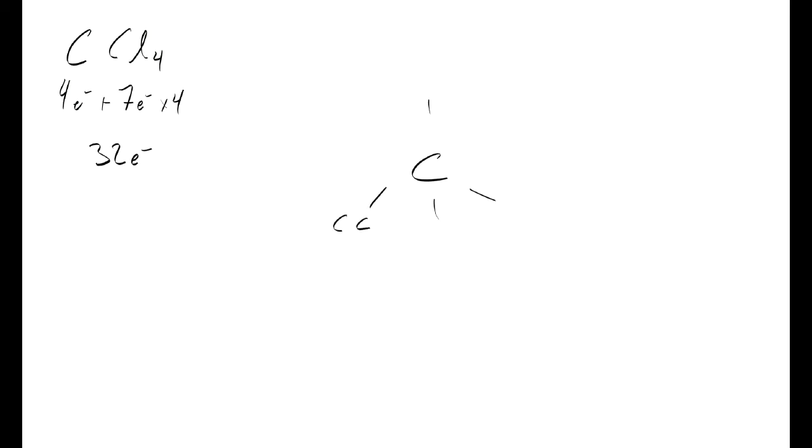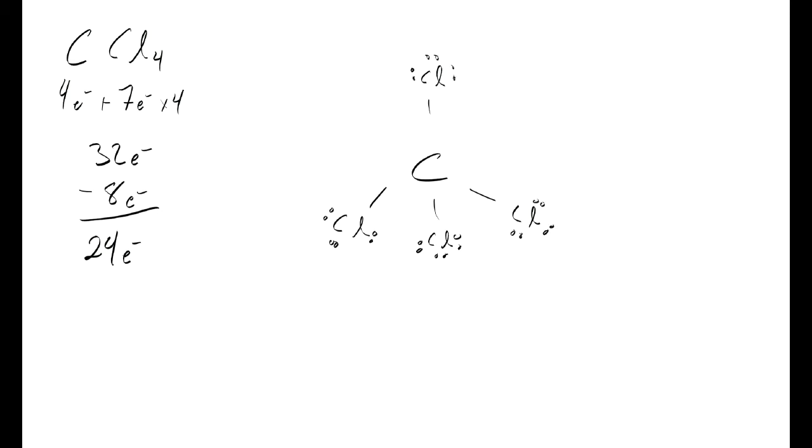And here we have carbon tetrachloride. 4 electrons from carbon, 7 from each of the 4 chlorines, giving us 32 electrons. Carbon, chlorine, chlorine, chlorine, chlorine. That uses up 8, leaving us with 24 electrons. 2, 4, 6, 8, 10, 12, 14, 16, 18, 20, 22, 24.